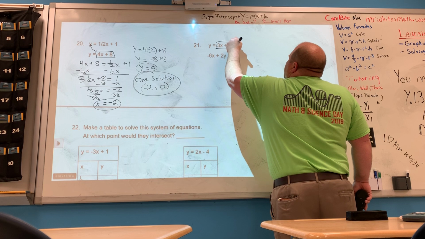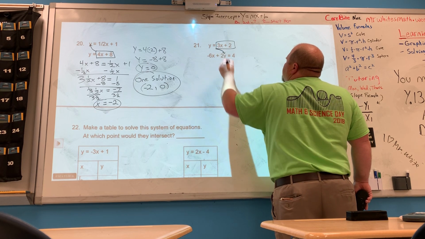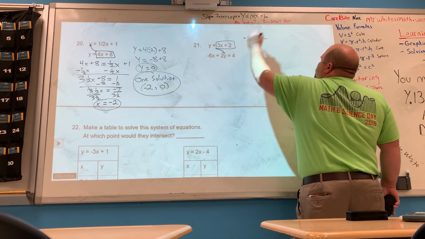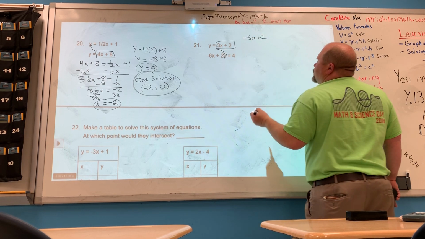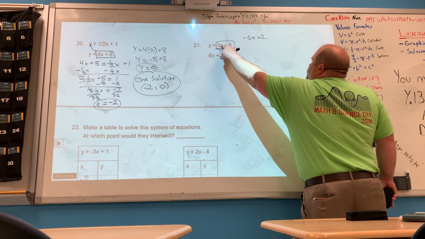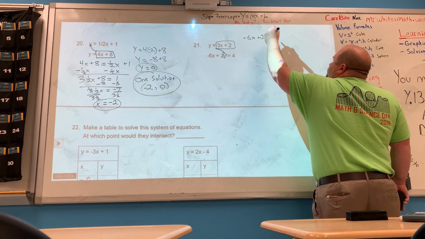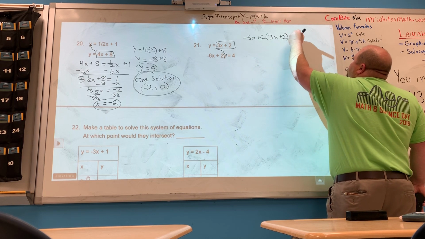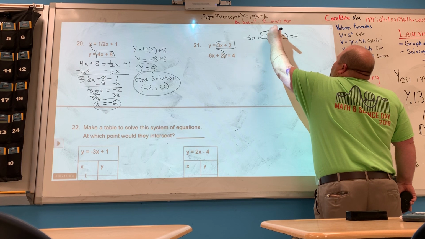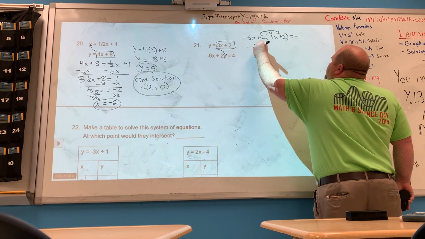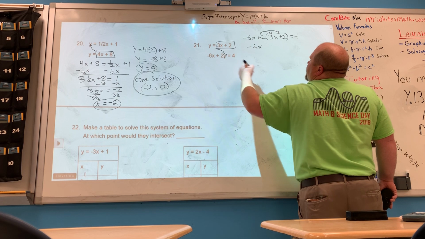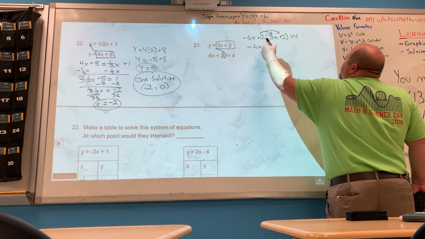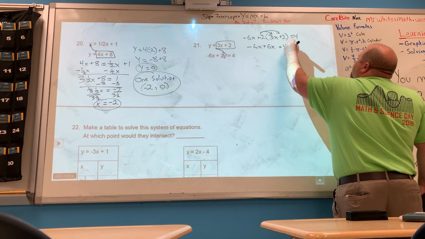We have y equals on this, so that'll be a good place to start our substitution. So we'll have negative 6x plus 2. Now this is 2 times y, so now it's 2 times that whole term that's replacing y, that whole expression. So we've got to distribute right here, negative 6x and then 2 times 3x is going to be positive 6x. 2 times 2 is plus 4 equals 4.